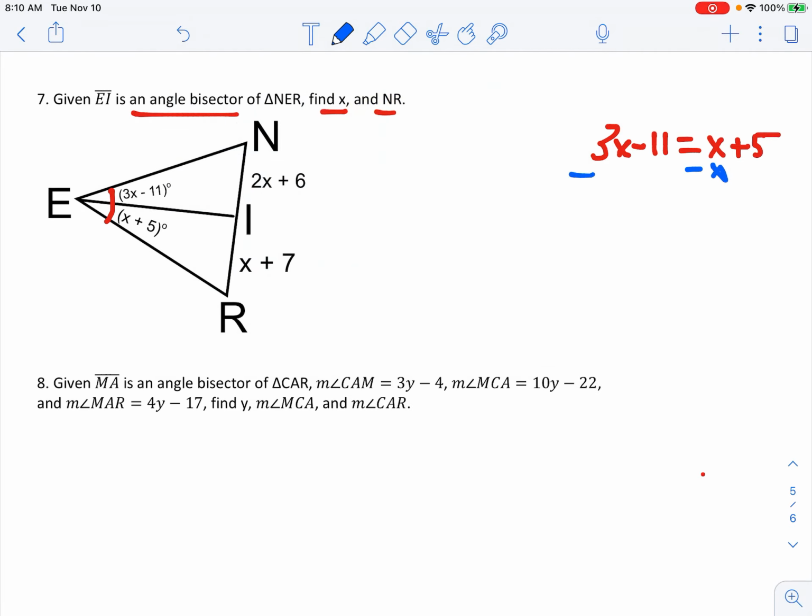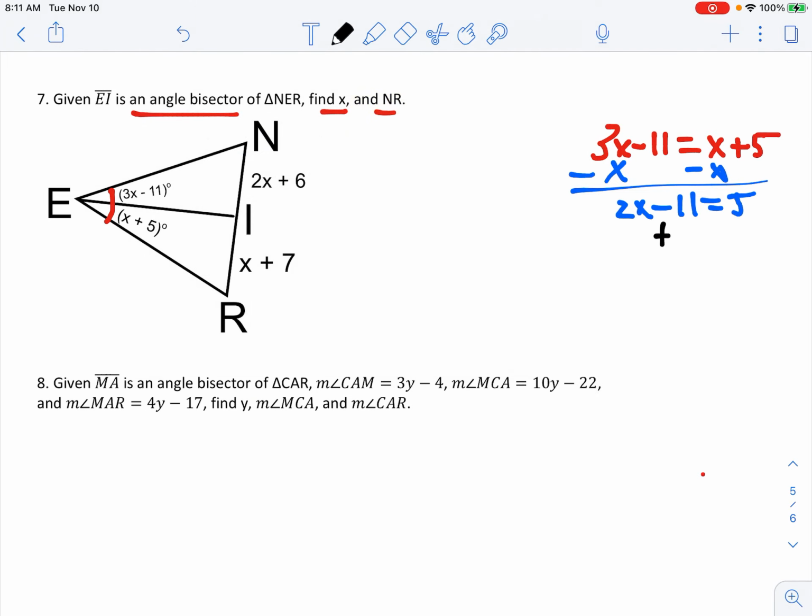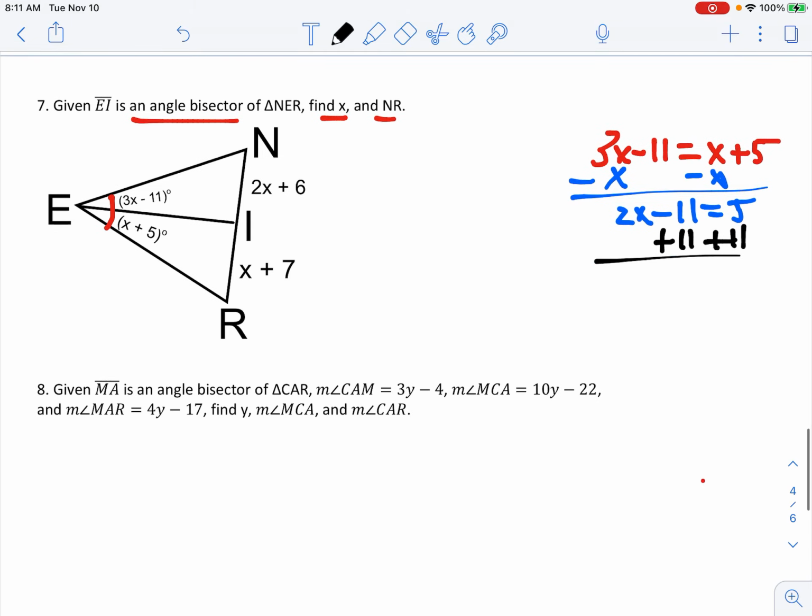Let's solve it. Subtract x from both sides. I'm left with 2x minus 11 equals 5. Add 11 over. That'll give us 2x equals 16. Divide by 2, and we get x to equal 8.